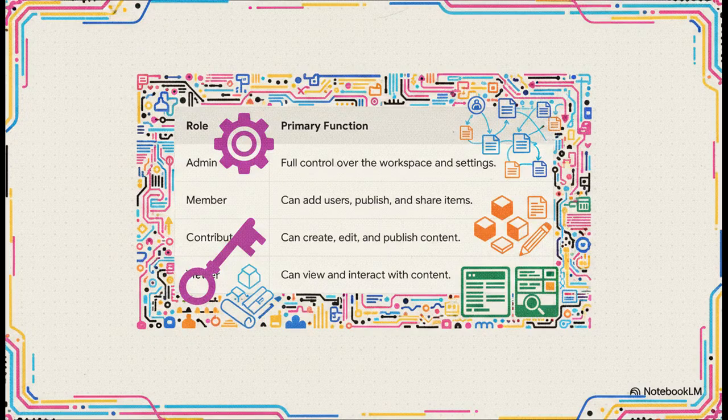And of course, because it's all about collaboration, you need to manage who can do what. Fabric keeps it super simple with 4 main roles. You've got admins, who have the keys to the kingdom, members who can add other users and share things, contributors are your builders, the ones creating and editing, and finally, viewers, who can look at and interact with all the cool reports and dashboards. It's a really clear system that's perfect for team projects.